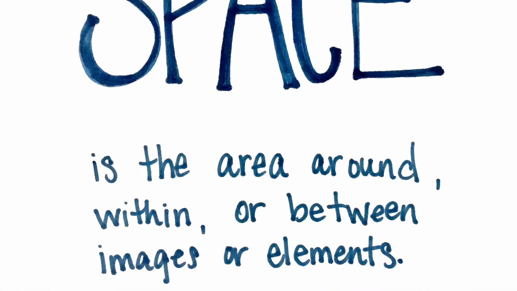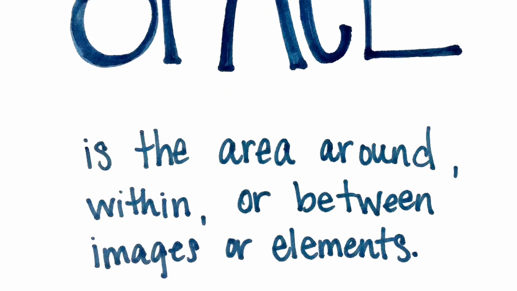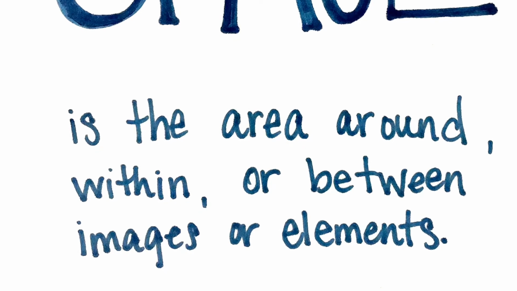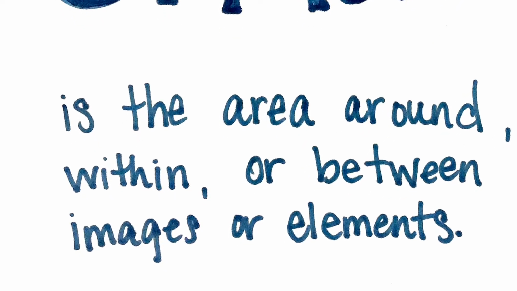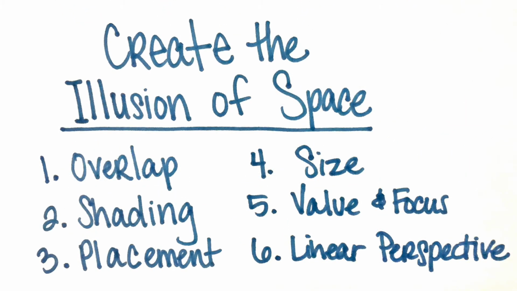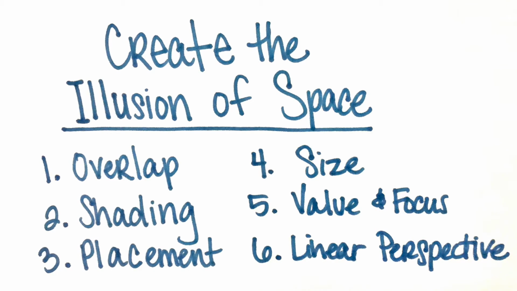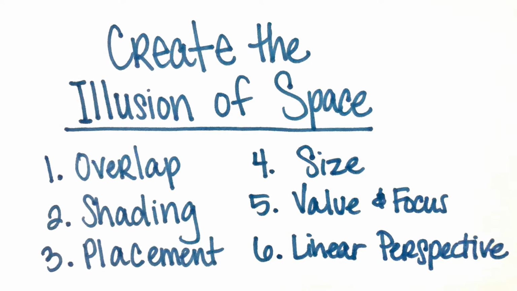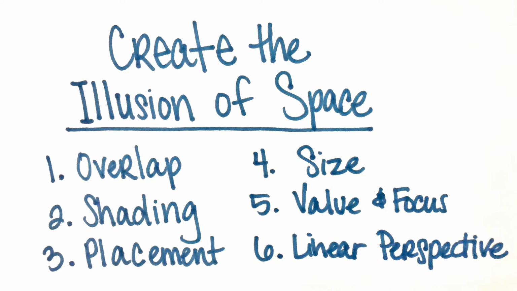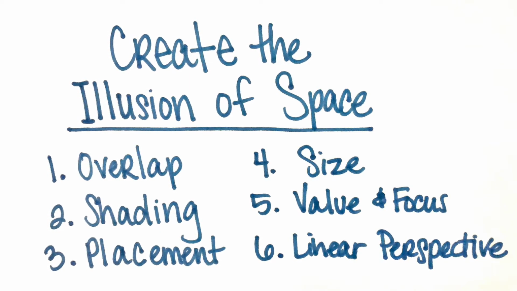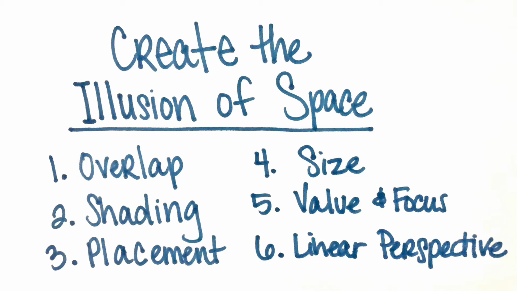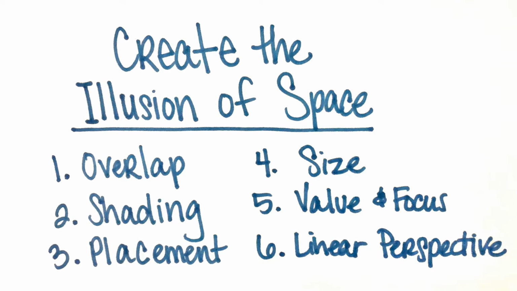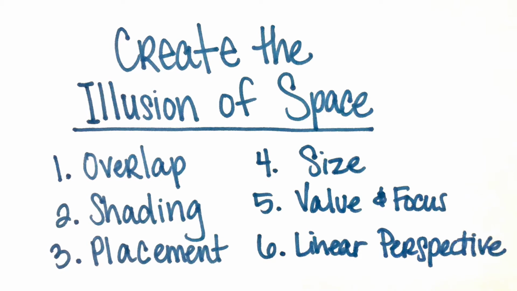Space is the area around, within, or between images or elements. There are 6 ways to make 3-dimensional drawings and to give the illusion of depth and space. These help to deceive the viewer's eyes and show non-existent spaces. Let's look at each of these techniques.